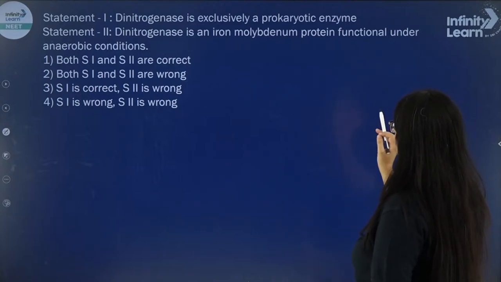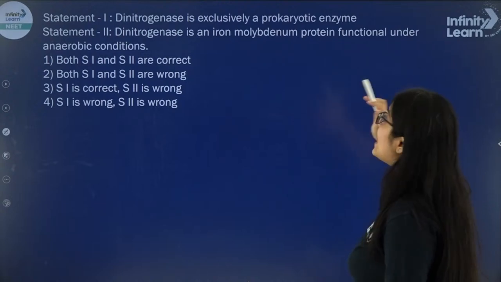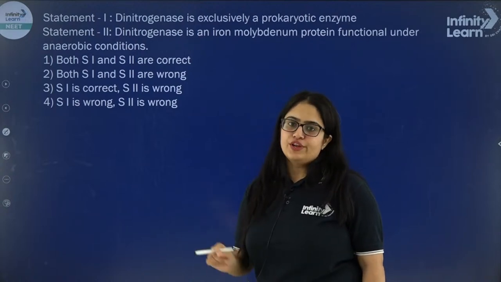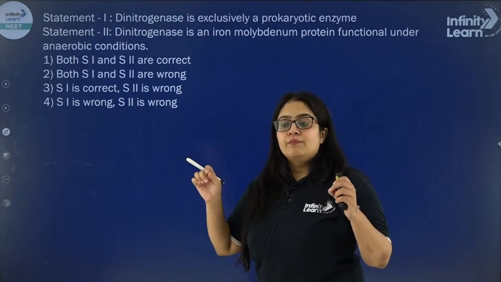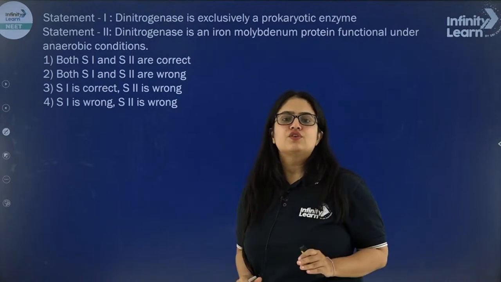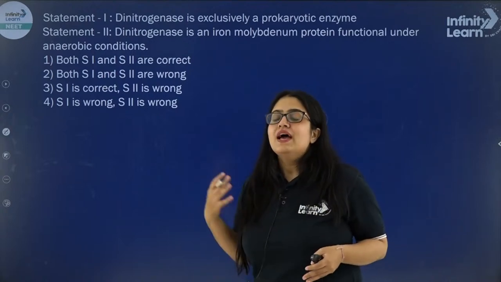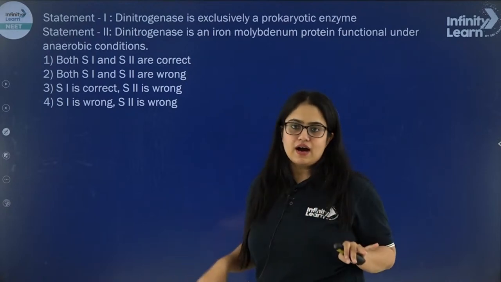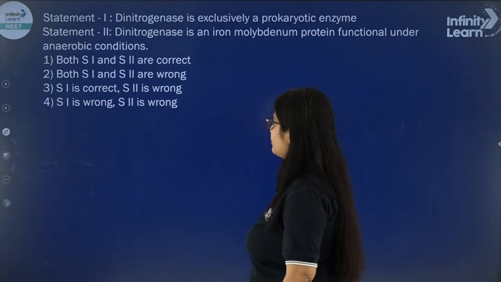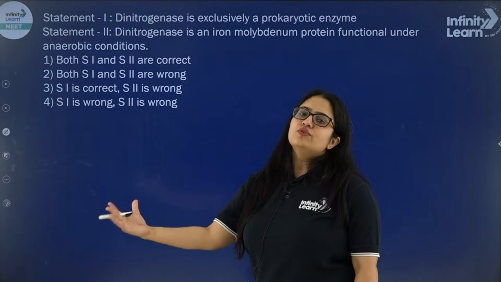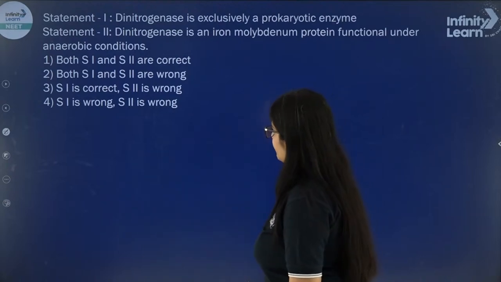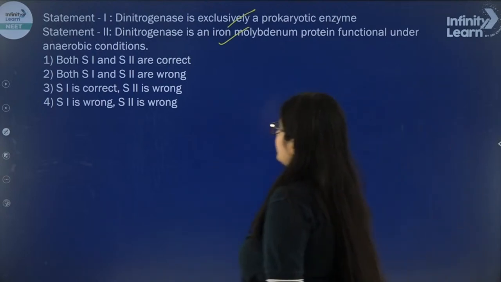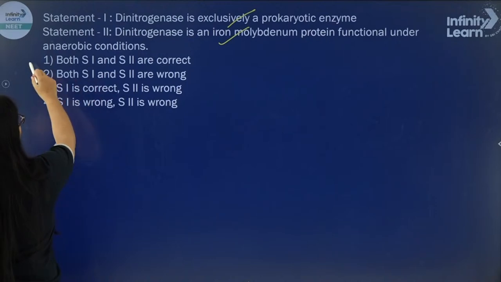Dinitrogenase is an iron molybdenum protein functional under anaerobic condition. That's absolutely correct, my dear students. Dinitrogenase is actually sensitive towards molecular oxygen. Therefore, in order to maintain the anaerobic condition in the vicinity of dinitrogenase so that it remains in its active form, leghemoglobin plays its role. Leghemoglobin is the scavenger of oxygen. It will eat up the available oxygen in the vicinity of the dinitrogenase and maintain the anaerobic condition for smooth and efficient biological nitrogen fixation to take place. So statement 1 is correct and statement 2 is also correct. Dinitrogenase is an iron molybdenum protein functional under anaerobic condition. So both 1 and 2 are correct.